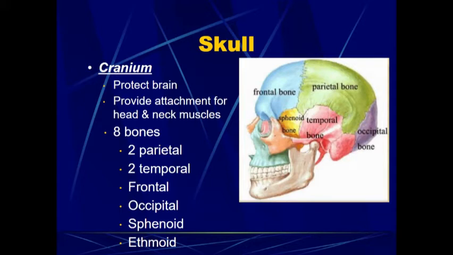There's a total of 8 bones that make up the cranium: 2 parietal, 2 temporal, 1 frontal, 1 occipital, 1 sphenoid, and 1 ethmoid. When it comes to our test for this unit, you will not need to label those bones on a diagram. However, you should know that there are 8 of them, and the names should at least be familiar. So if you hear temporal, you should know that we're talking about one of the cranial bones.